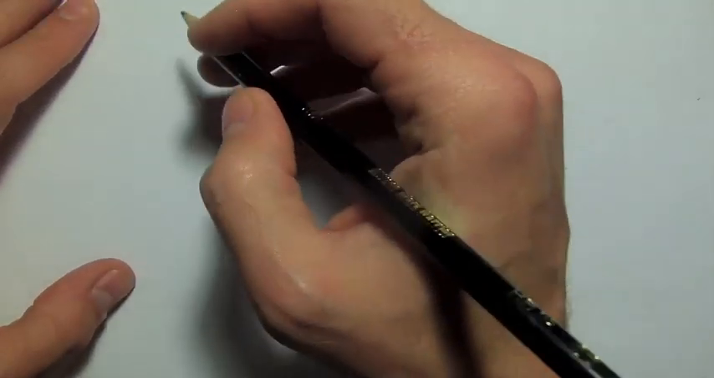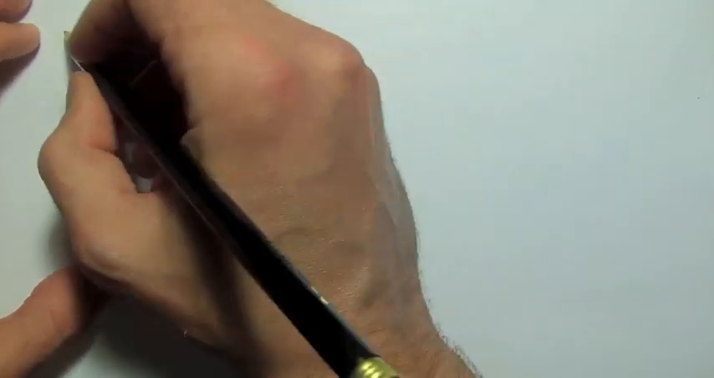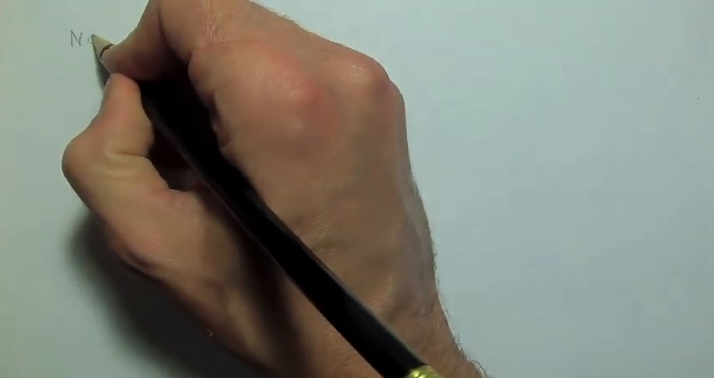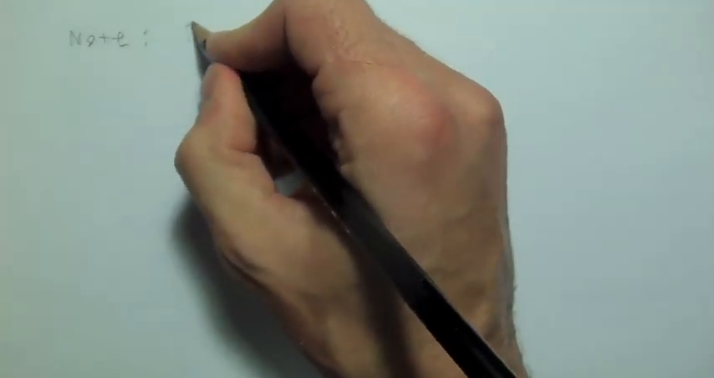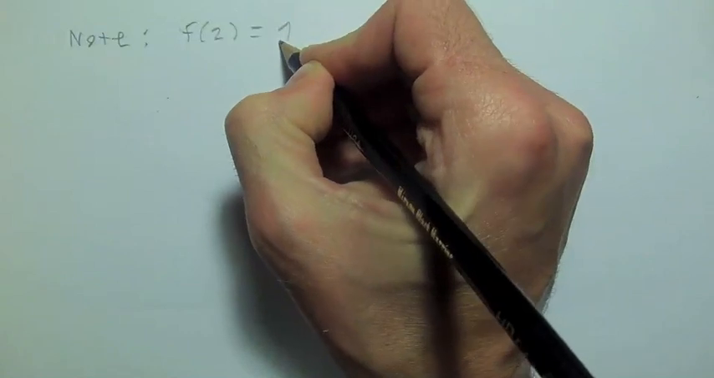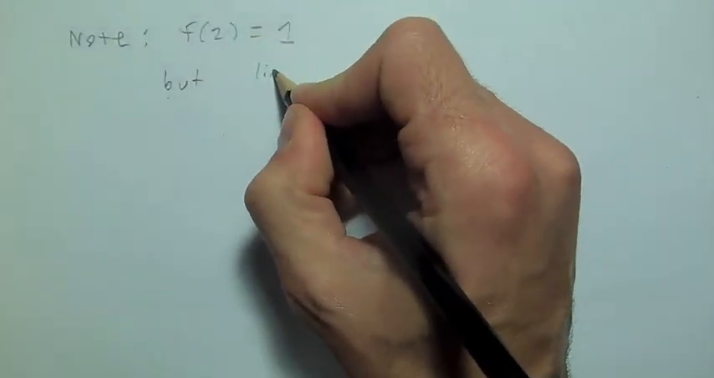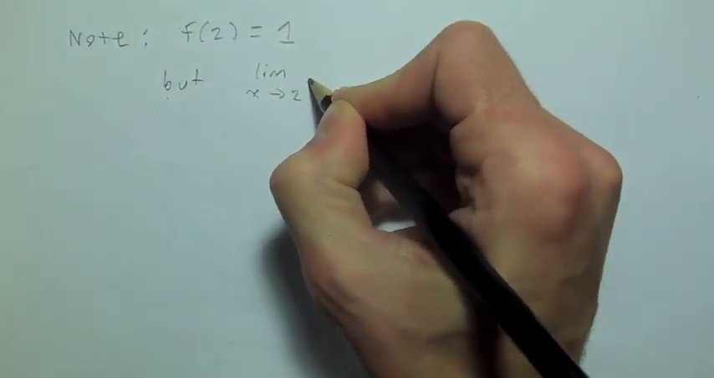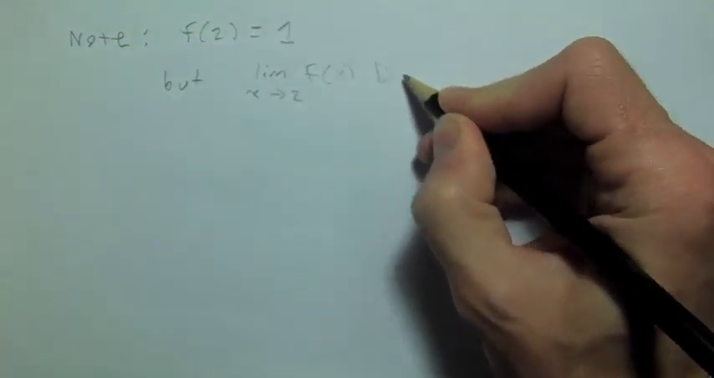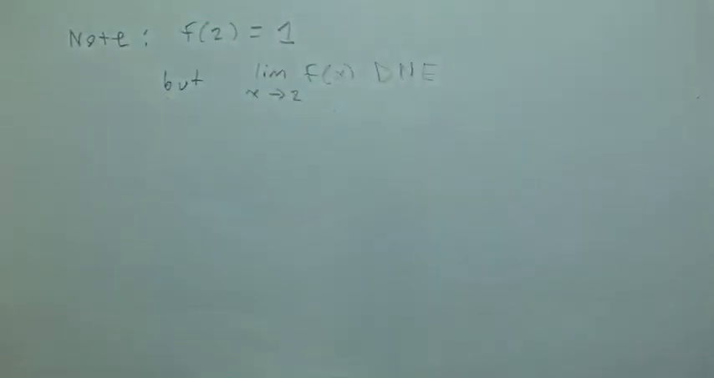Right? So what I wanted to basically say here is that note in this example, that f of 2 is equal to 1. Okay. But the limit as x goes to 2 of f of x does not exist. So these two things do not have to intertwine.